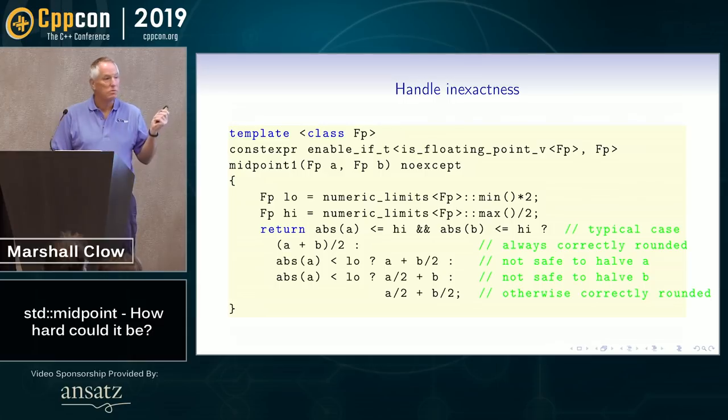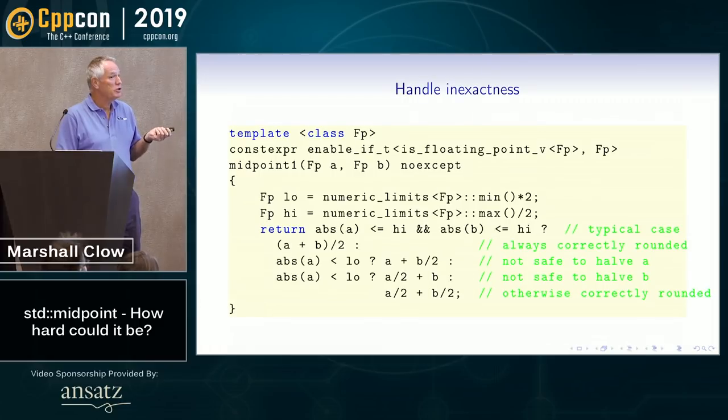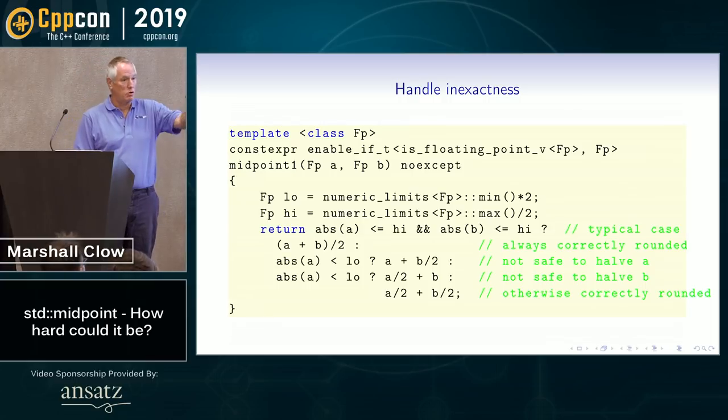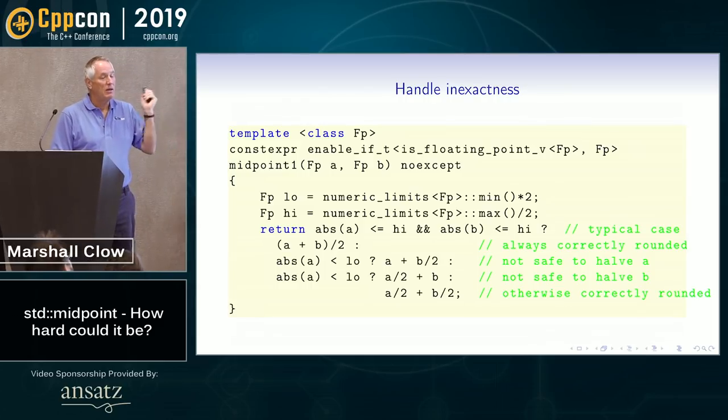Other questions? Is there a reason why you're not using a similar algorithm for integers? Because this is actually a lot of work, far more work than the integer algorithm. The integer algorithm comes down to like 10 or 12 instructions. And we don't have infinities in the integers. Instead, we have overflow, which is undefined behavior.